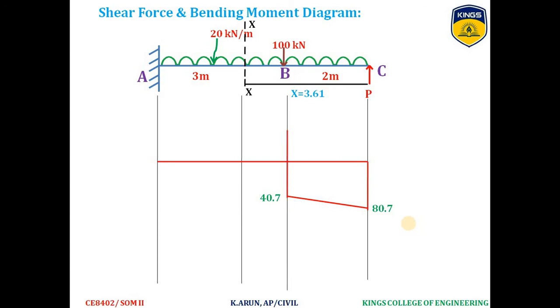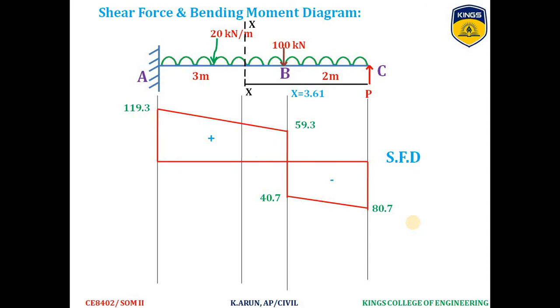And then with the addition of the point load, we are having another shear force at B. It is positive, so I am drawing upwards to 59.3. Shear force at A is 119.3. After that I am marking the positive forces and negative forces here. So this is the shear force diagram.